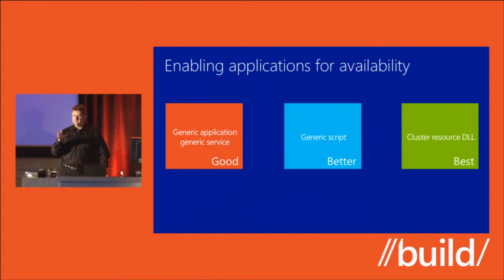With good, you can use our generic app or generic service, with no changes to your app or service of any kind, and we will make it highly available and make it fail over from server to server. The next level up is our generic script resource, which allows you to get some customization on the health monitoring. And the next one up is writing a full-blown resource DLL in C.